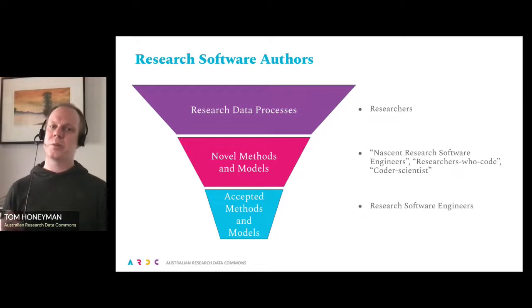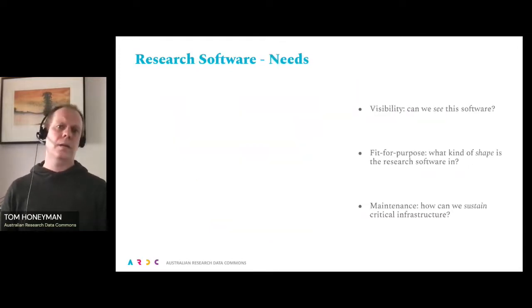Note that the funnel shape is no mistake here. There are lots of researchers and not very many research software engineers. Three challenges consistently emerge across the literature on research software. The first concerns the visibility of software. Can we see this software?